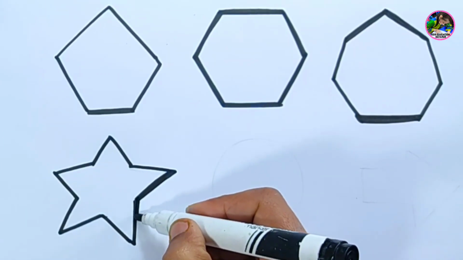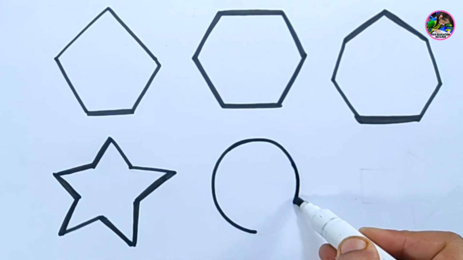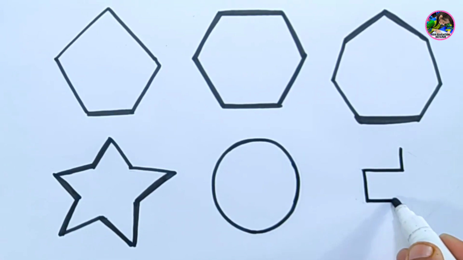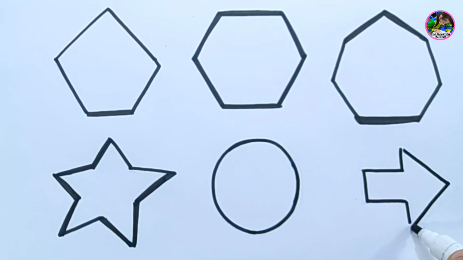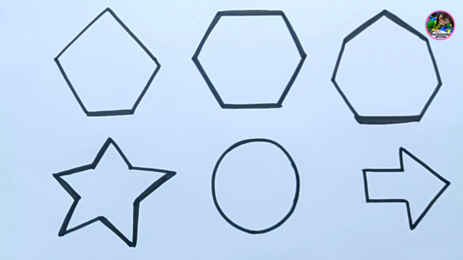Star, this is a star. Circle. This is arrow. Let's color these 2D shapes.